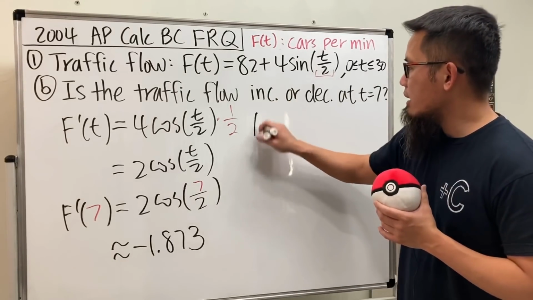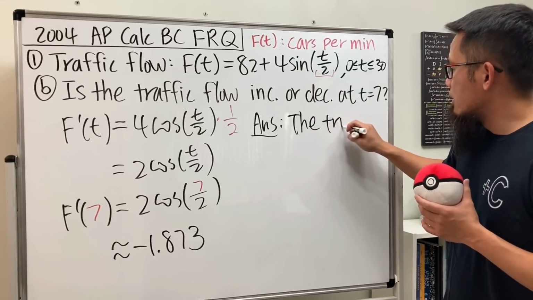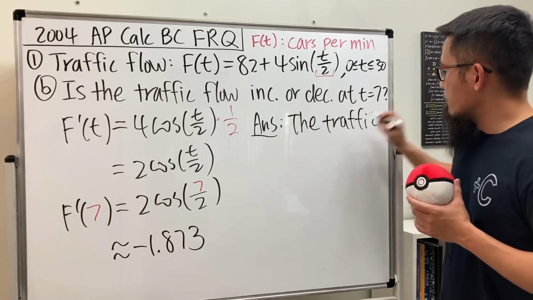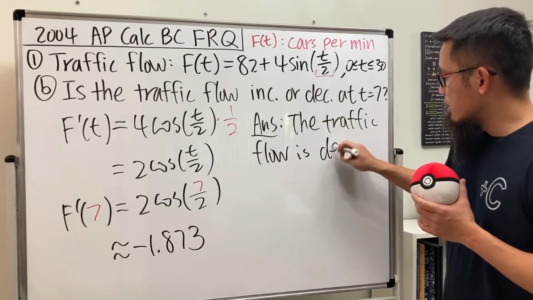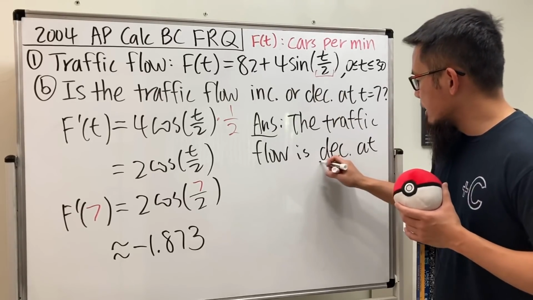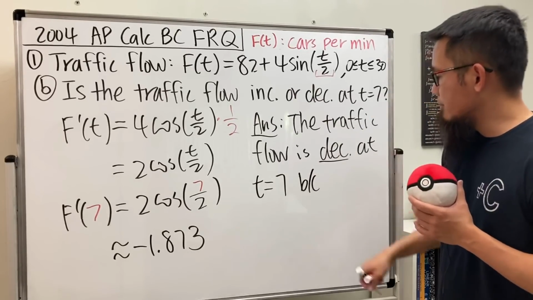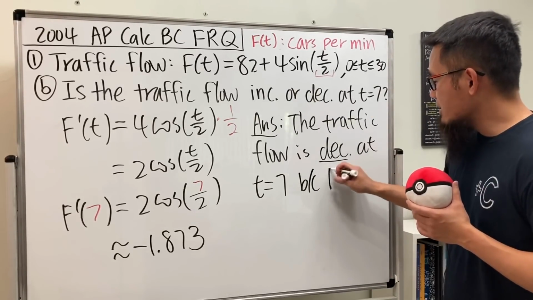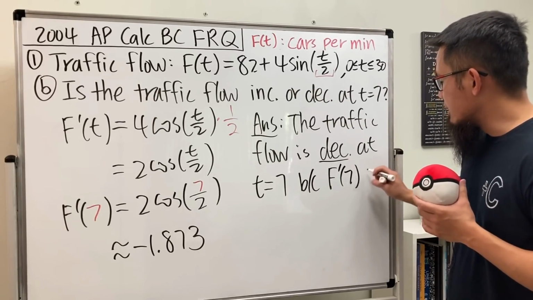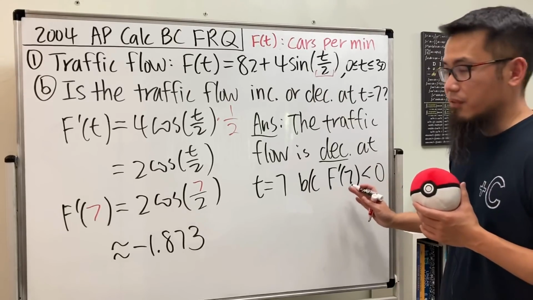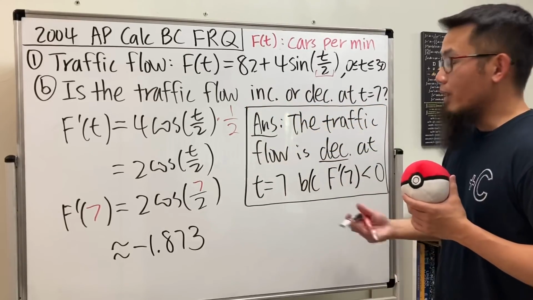Let's put this down. Here is the answer. The traffic flow is decreasing at t equal to 7, because the first derivative of the traffic flow function at 7 is less than 0, namely it's a negative first derivative. So this right here will be it. So this is how you can justify your answer.